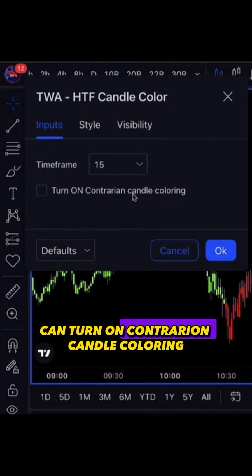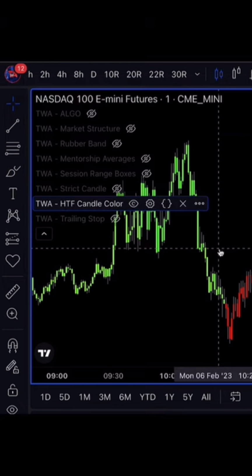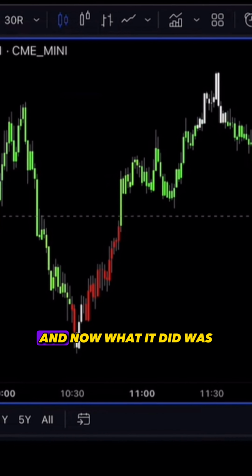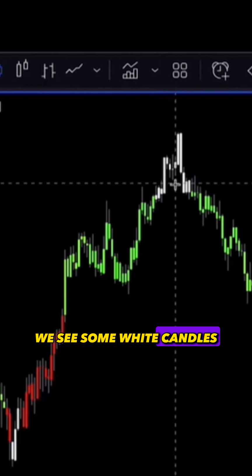And turn on contrarian candle coloring. So we're going to click that on. And now what it did was it just shaded some white candles, right? We see some white candles.